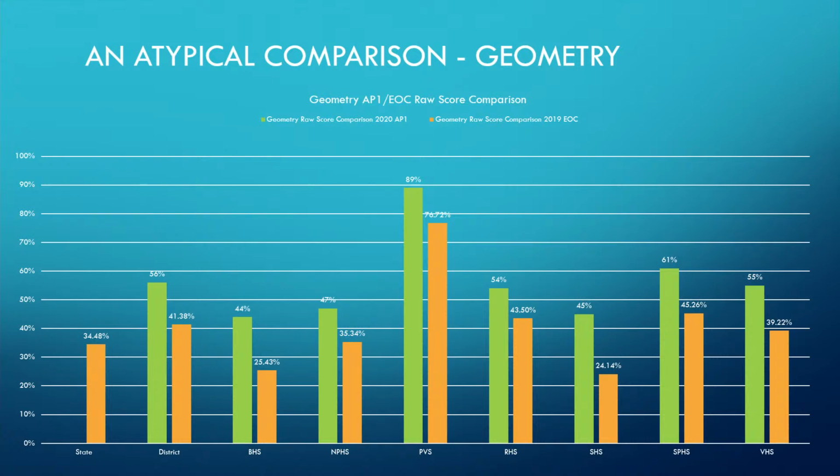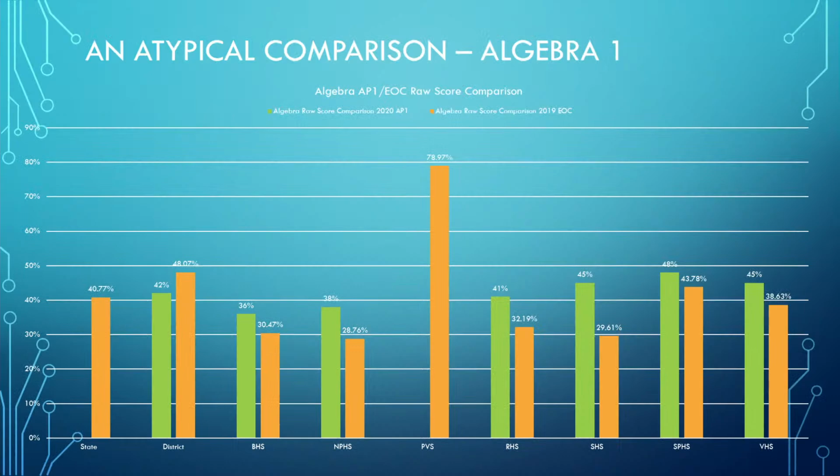The same atypical comparison is offered for Algebra 1, with the green bar representing the average score on the Algebra 1 benchmark, and the orange bar representing the average raw score from the Algebra 1 EOC, converted to a %. The progress monitoring will continue in the same manner as previously mentioned.